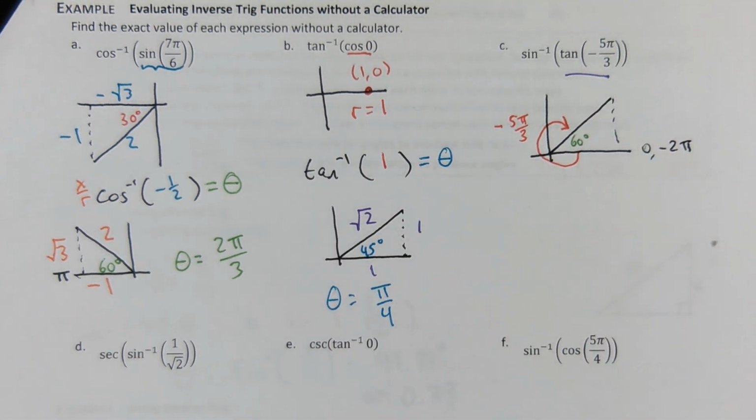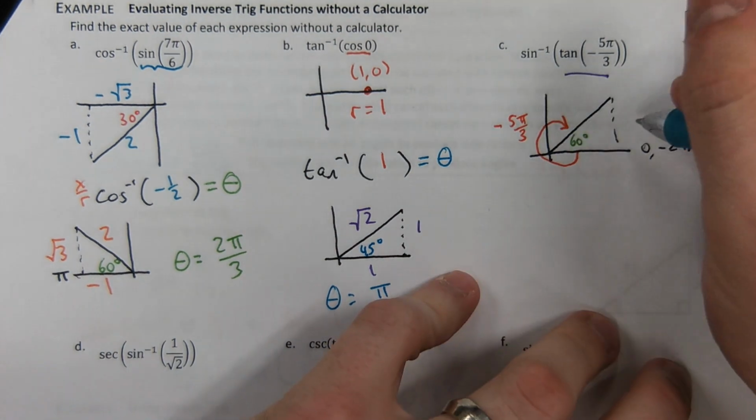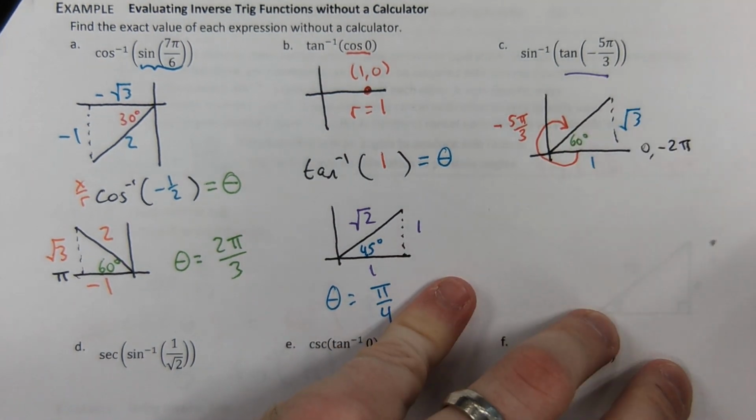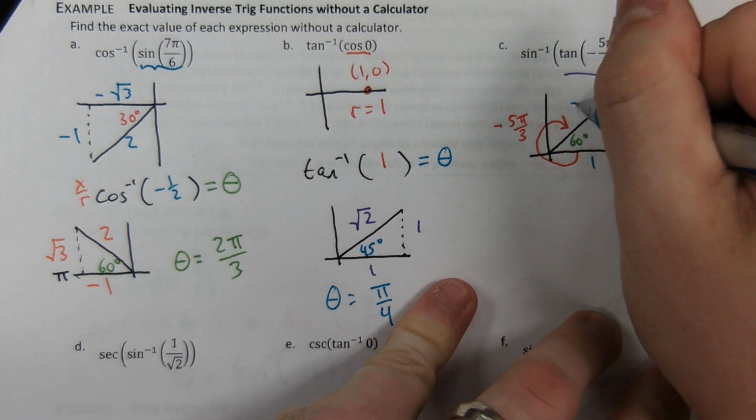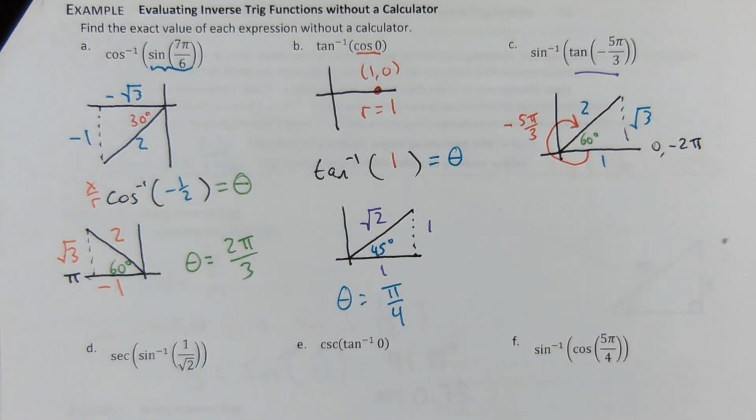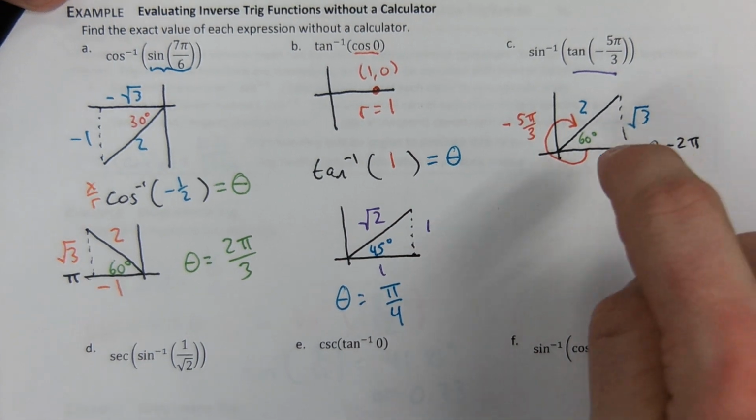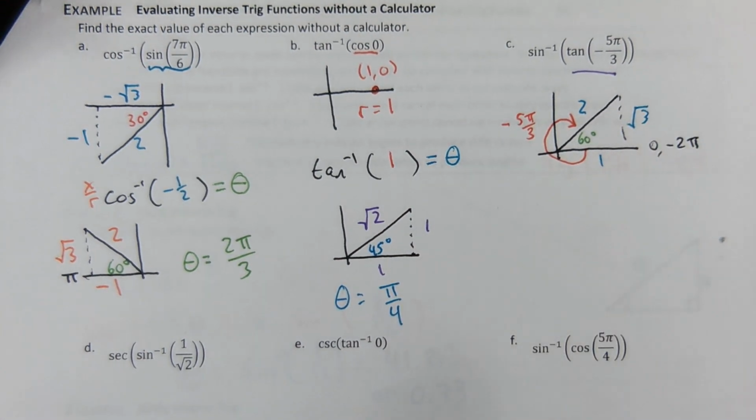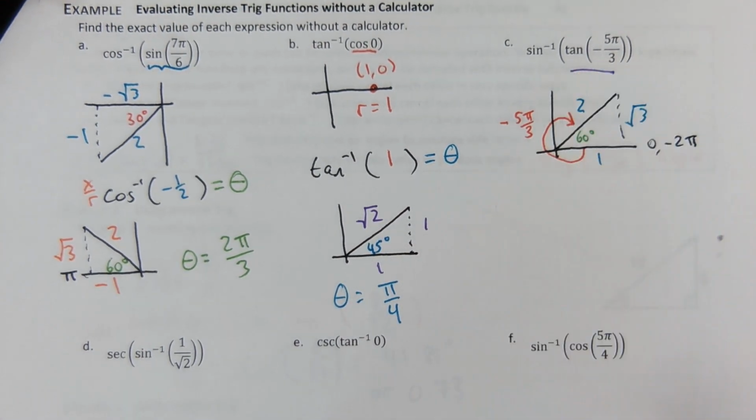We could fill out this triangle. There is always going to be a root 3 across from a 60. In quadrant 1, everything's positive. That makes this a 1 because it's across from the 30. Makes this a 2. Tangent is y over x. Root 3 over 1. I just evaluated the inside.